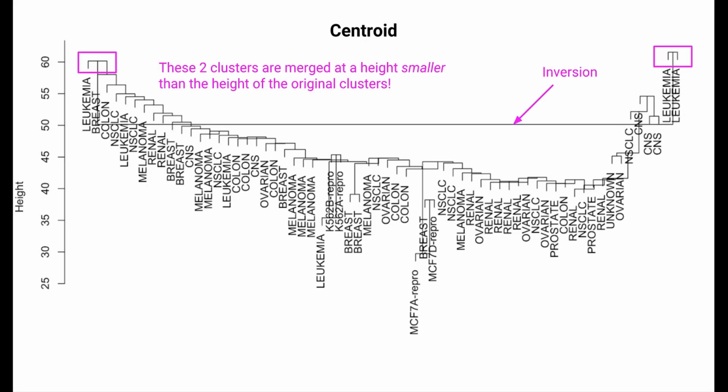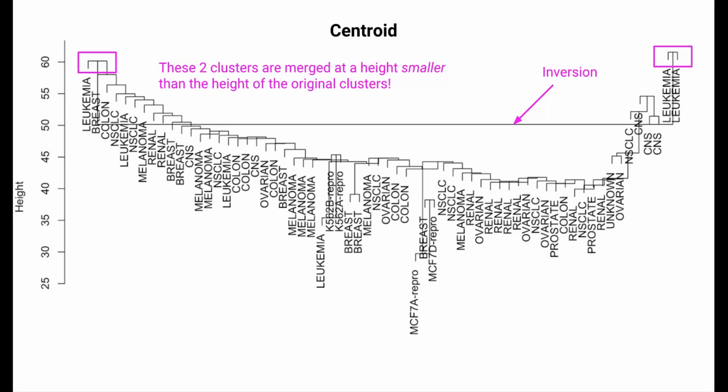The data here come from molecular biology research. Every case is a cell culture coming from various cancer cell lines, and the predictors are expression measurements for different genes. We used hierarchical clustering with centroid linkage on this dataset, and this is the resulting dendrogram.